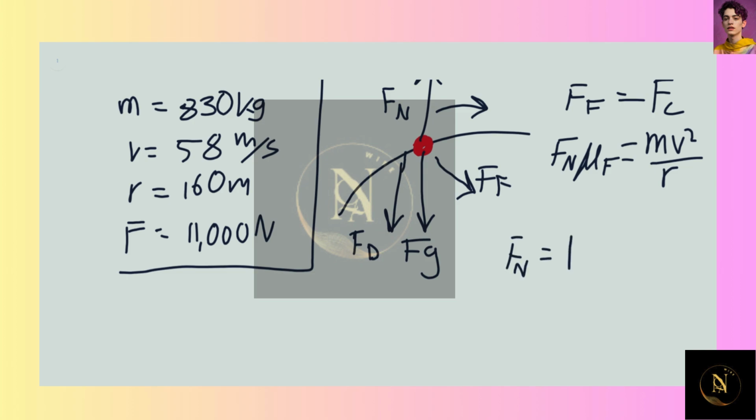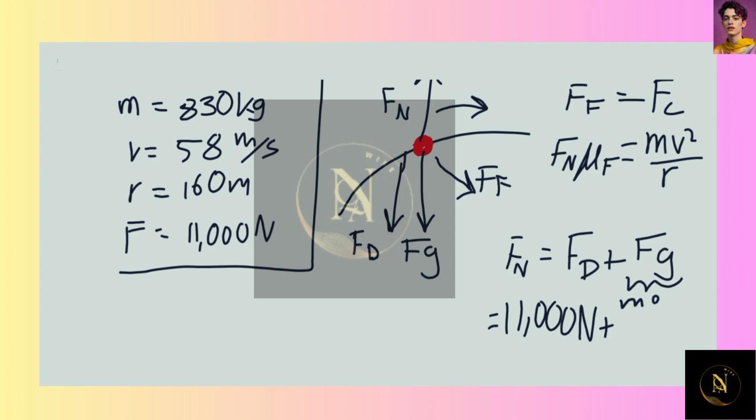Now, Fn has to oppose the two downward pointing forces in order for the car to not either float up or sink through the ground. So we know that the normal force has to be equal to the downward force plus the gravitational force. And since we know all these quantities, we can plug in and solve numerically. The downward force is given to us as 11,000 newtons, and Fg is just mg, which we are given. And g is 9.8 meters per second squared.